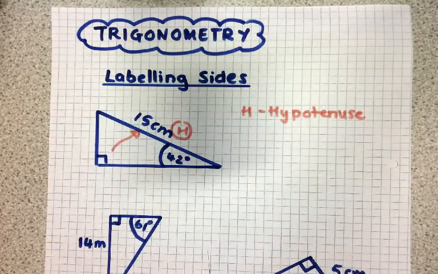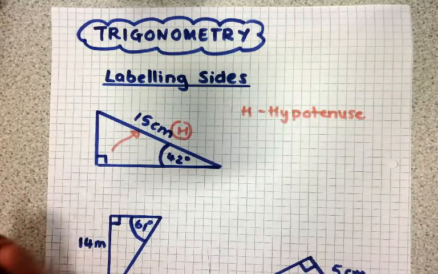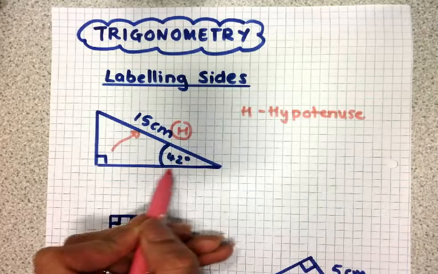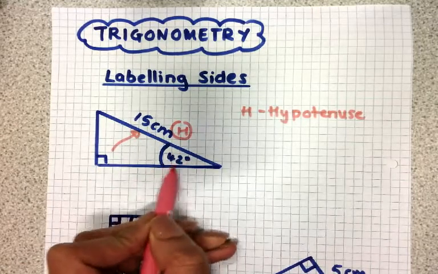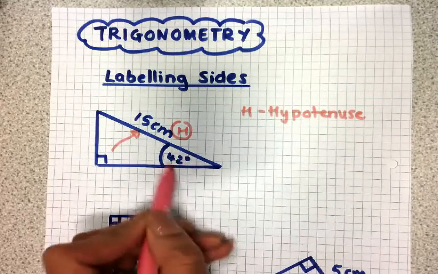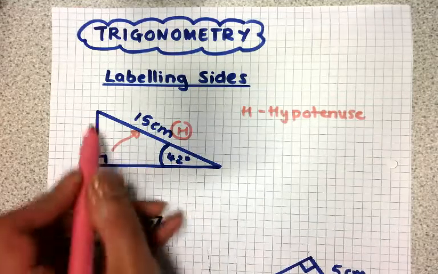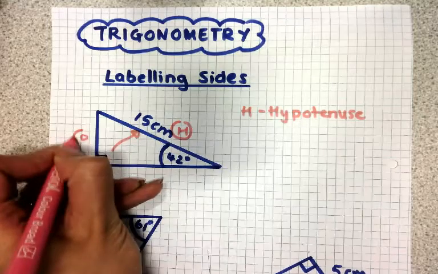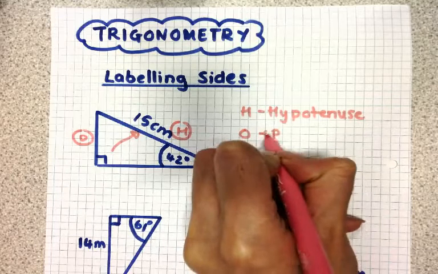So we can also label the opposite. When we look at the opposite, we concentrate on the angle that's given to us here. We ignore the right angle and look at the other angle that's sometimes given. So the 42, it's relative to 42. Which side is opposite 42? We've got 2 sides left, so it's this side here. This side is opposite the 42, so it's O for opposite.